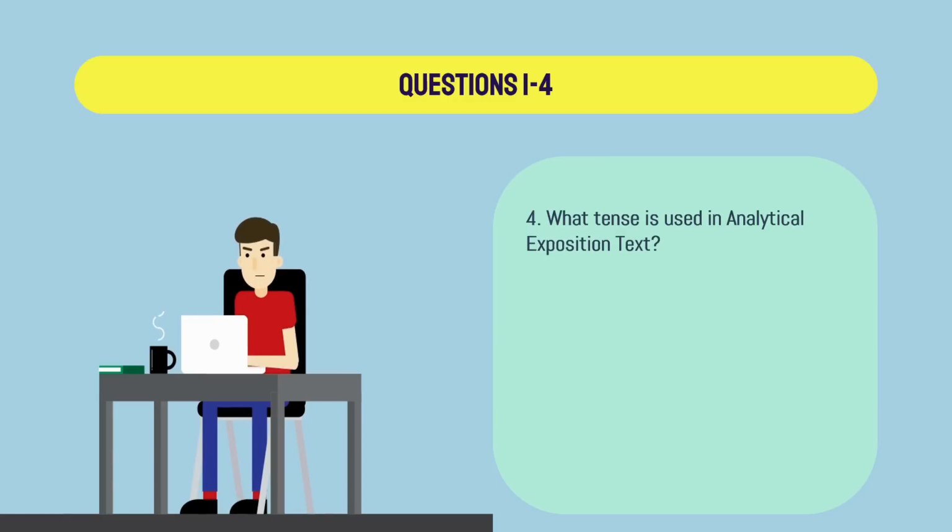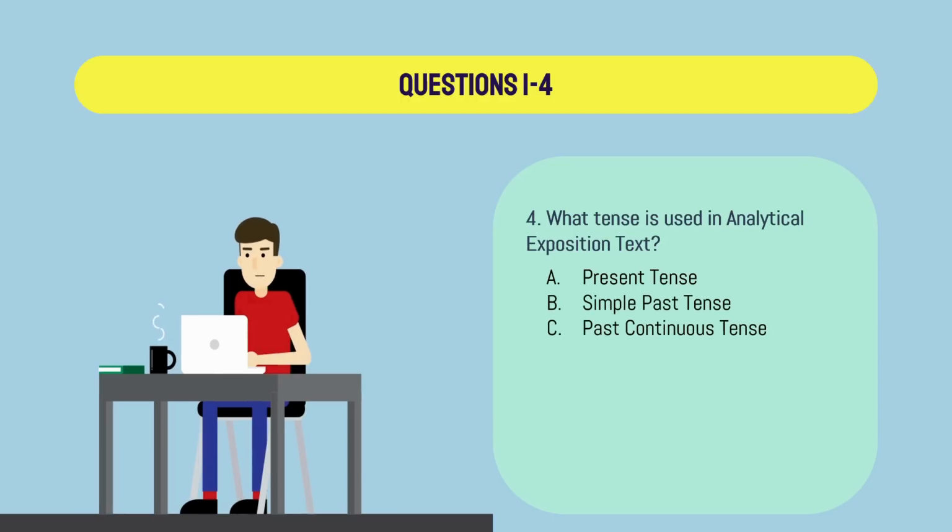Number 4. What tense is used in analytical exposition text? A. Present tense. B. Simple past tense. C. Past continuous tense. Or D. Future tense. Time's up. The answer is A. Present tense.